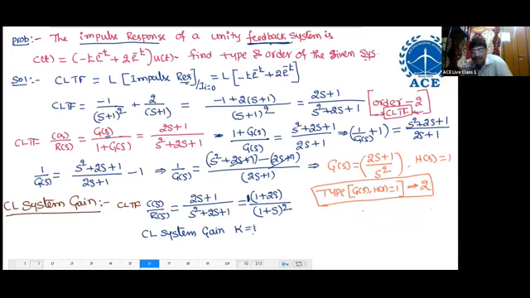But sometimes the closed loop transfer function order is more, and we are unable to bring it into this form. For example, here s cube plus 3s square plus 4s plus 5 is there. I cannot bring it into factors form because the roots cannot be found. In that case, if you ask for the closed loop system gain, the simple logic is this formula. Remember, it is valid for open loop as well as closed loop.